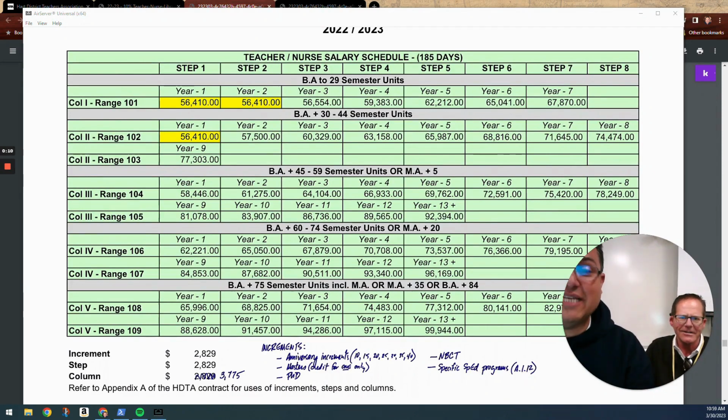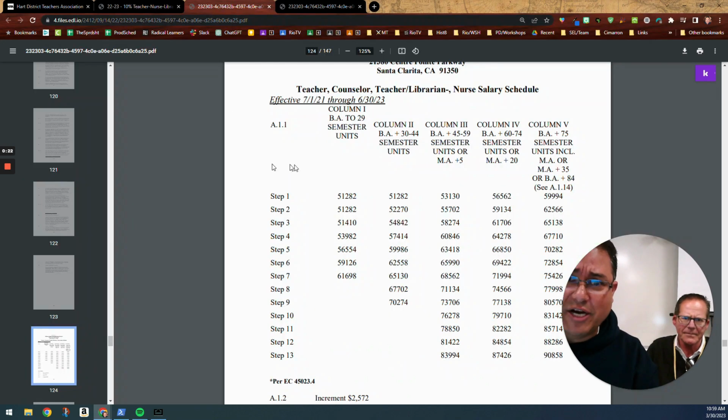And our goal today is to briefly explain what the salary schedule looks like and try to unlock some of the mysteries of the salary schedule so you better understand your paycheck and why you're getting paid what you're getting paid. So, John, I think the first thing we talked about was just wanted to show the old system.